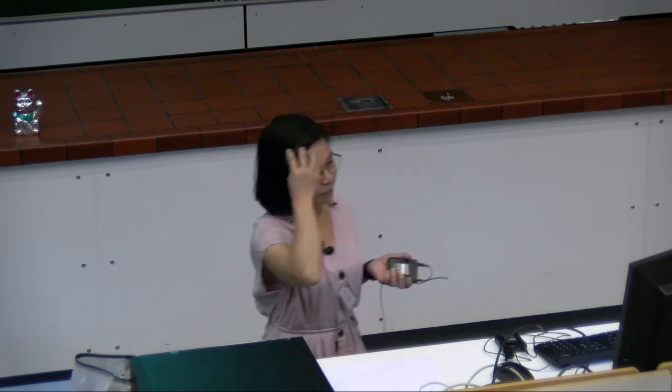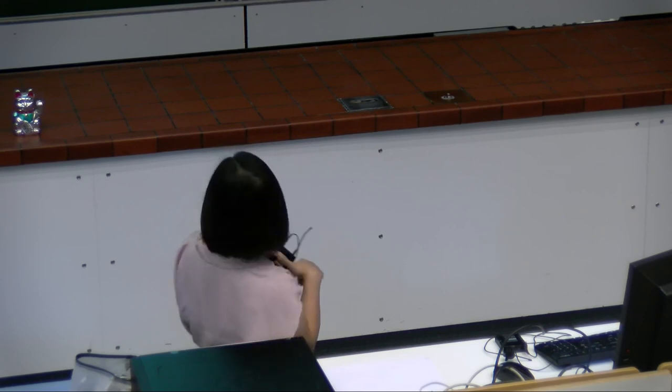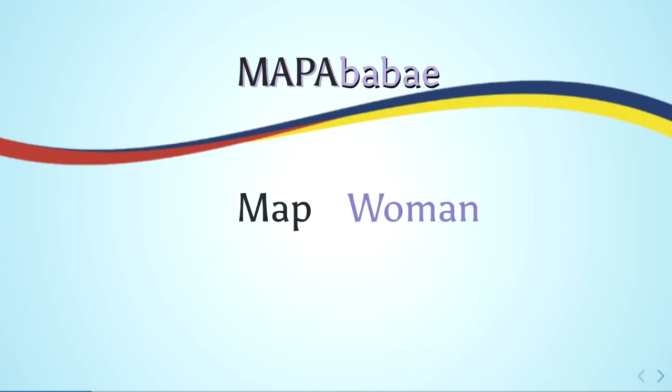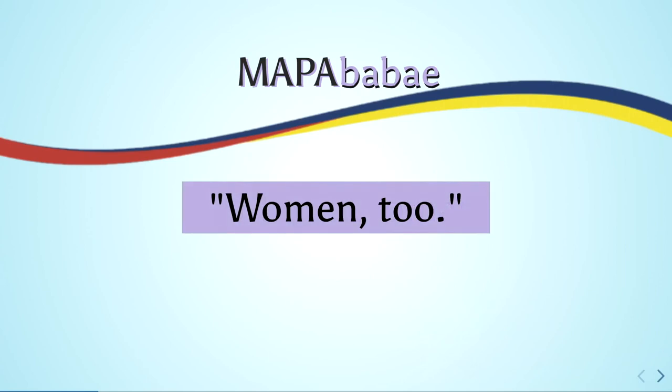This is a project I have with Ms. Nali Vicario-Defner and Mike Labrador. We're all GIS and DI specialists for the Philippines Department of Social Welfare and Development. So MAPAbabae is actually composed of two words, mapa and babae. Mapa means map, and babae is woman. But together, these two words also mean "women too."